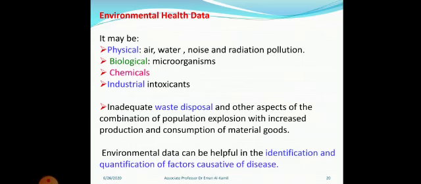Environmental health data. We mentioned that the environmental factor could be a physical factor such as air, water, noise, and radiation, or pollution, and also biological, such as different microorganisms, and different chemicals which affect the health of people, or industrial toxicants. All these factors may come from inadequate waste disposal and other aspects of the combination of population explosion and increased production or consumption of material or goods.